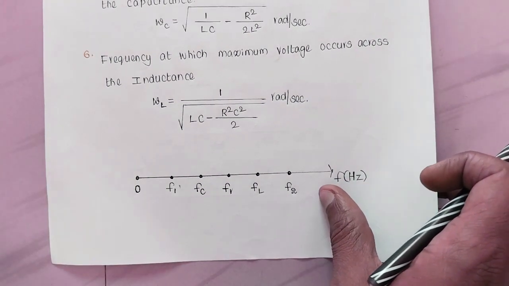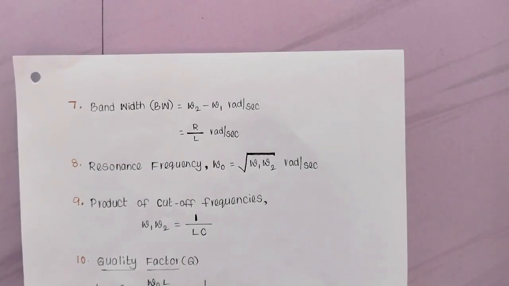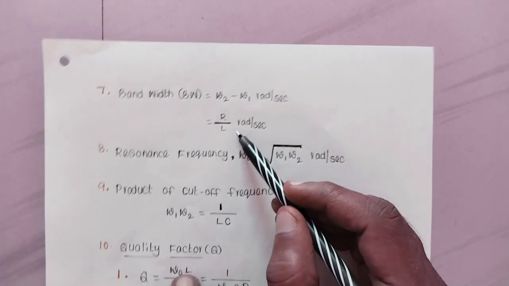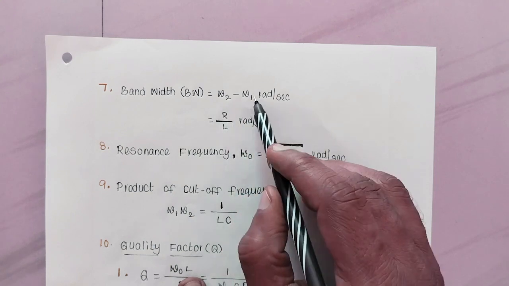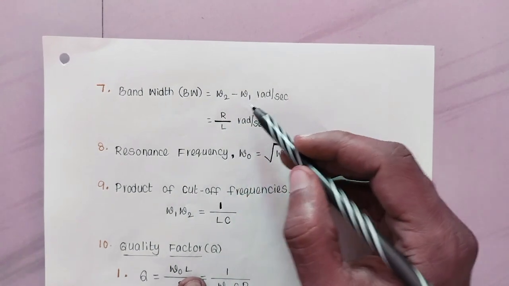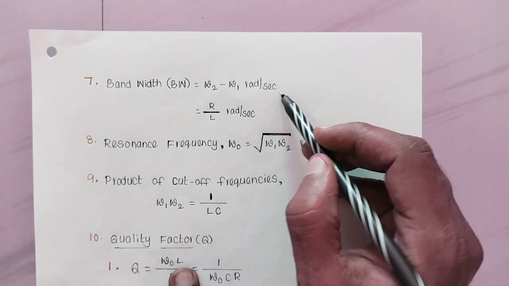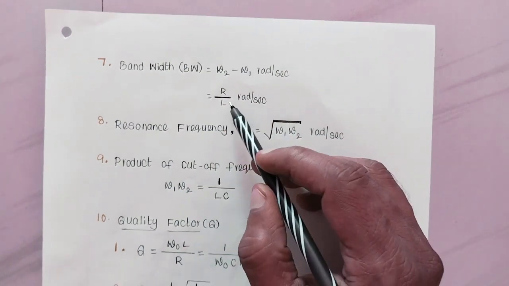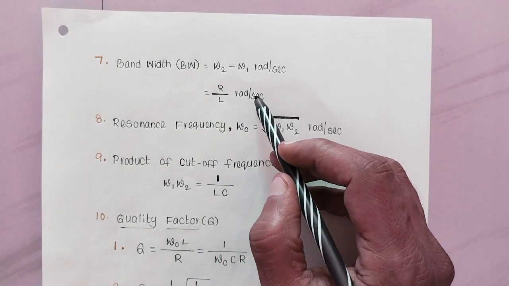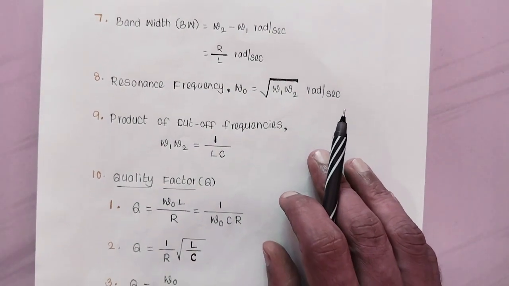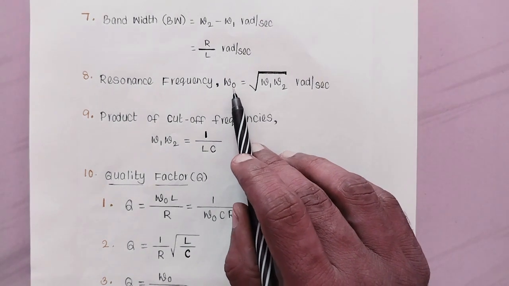Next is bandwidth. Bandwidth is equal to the difference of the cutoff frequencies, omega 2 minus omega 1. Here the frequencies are in radians per second, so omega 2 minus omega 1 radians per second is the bandwidth. If you know the RLC values, the bandwidth is R by L radians per second.